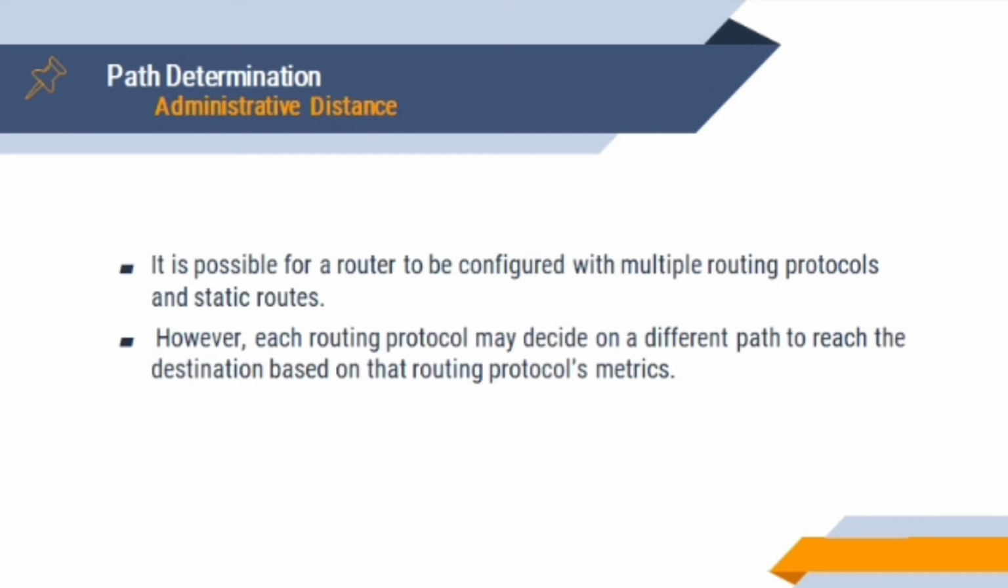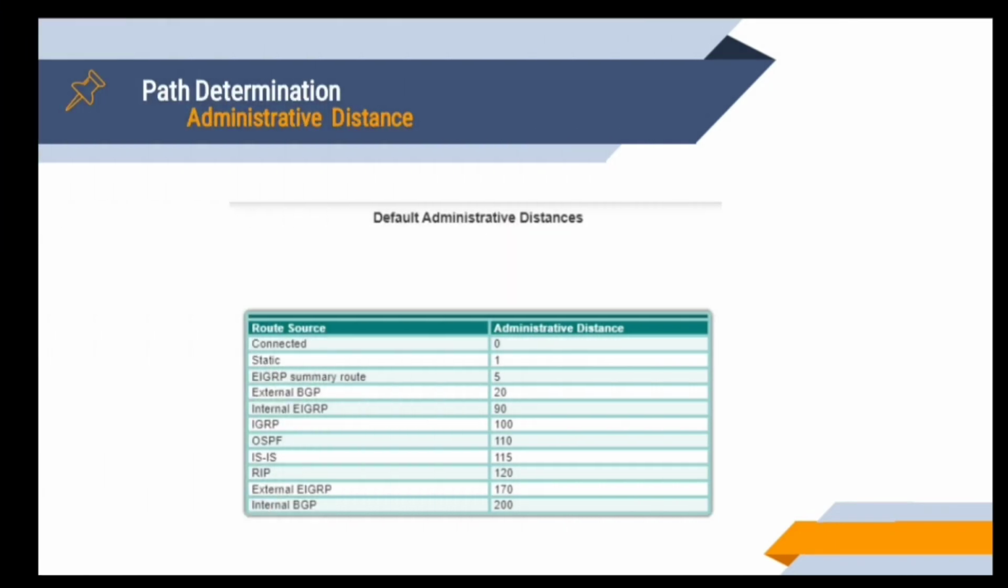RIP chooses a path based on hop count, whereas EIGRP chooses a path based on its composite metric. The table in the photo shows the list of various routing protocols and their associated ADs. Cisco IOS uses what is known as the administrative distance, or AD, to determine the route to install into an IP routing table. The AD represents the trustworthiness of the route.